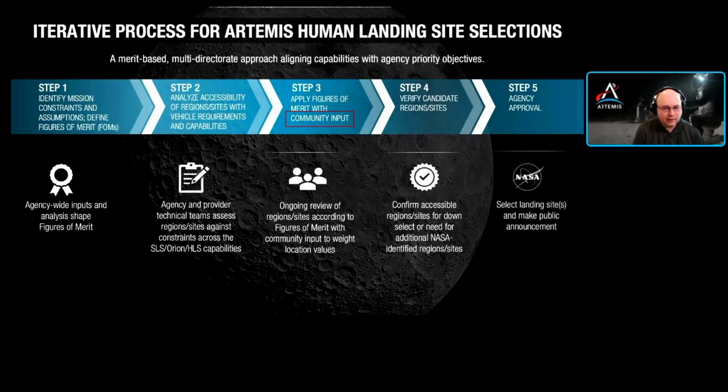Okay, so we're following an iterative process for the site selection for Artemis human landing site selections. It's a merit-based, multi-directed approach that aligns capabilities with agency priorities and objectives. And you'll note right here, there's step 3, so we've already done steps 1 and 2. Step 3 is applying figures of merit along with community input. And that's where this workshop we just had was so important. So next slide, please. I want to make sure I hit this.